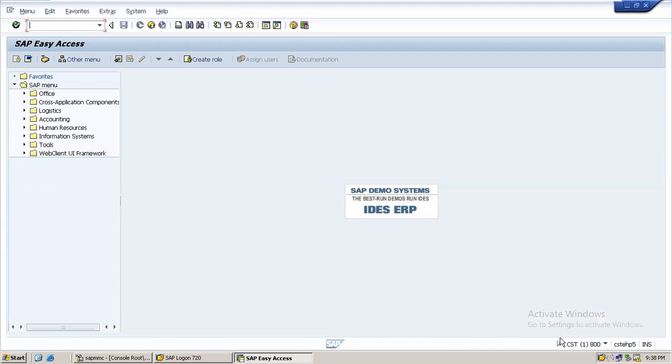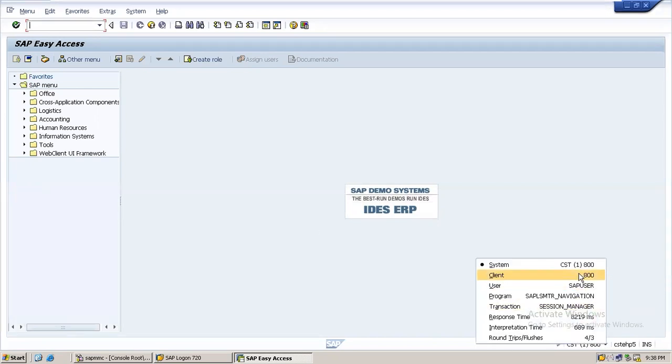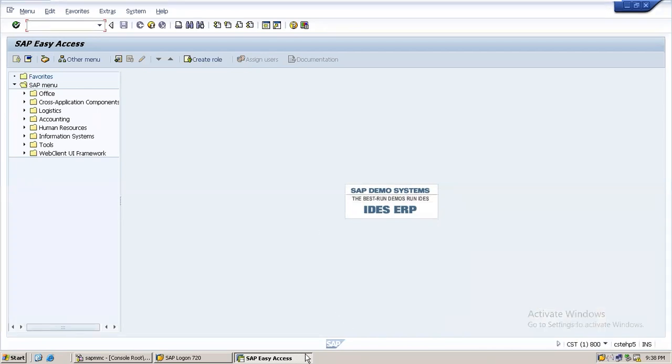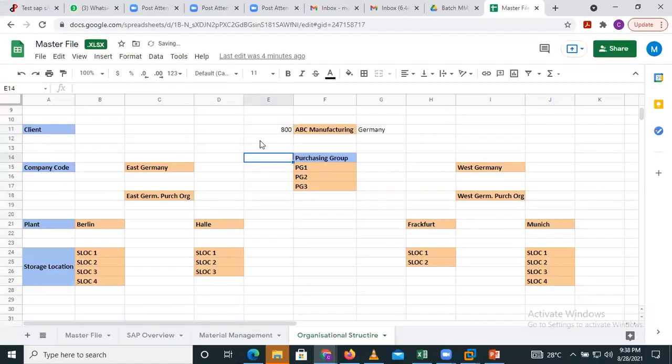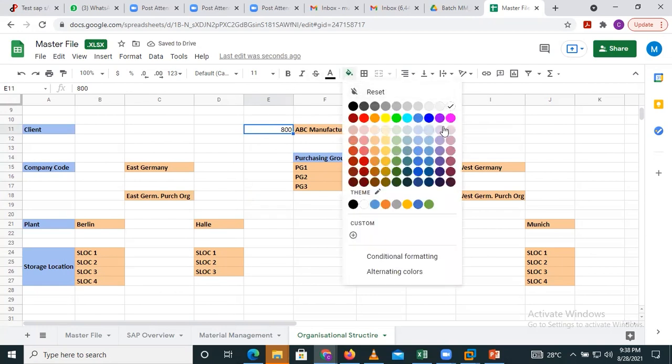Okay, so we have logged into client 800, right? This is a 3-digit numeric key, correct? So we have given our client number here. Let me make it with a different color.